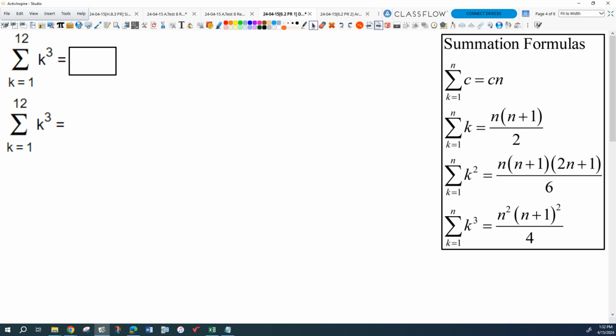Or better yet, much better, we could use this summation formula. The sum of k cubed from 1 to n is that, okay? So what does it become here then?